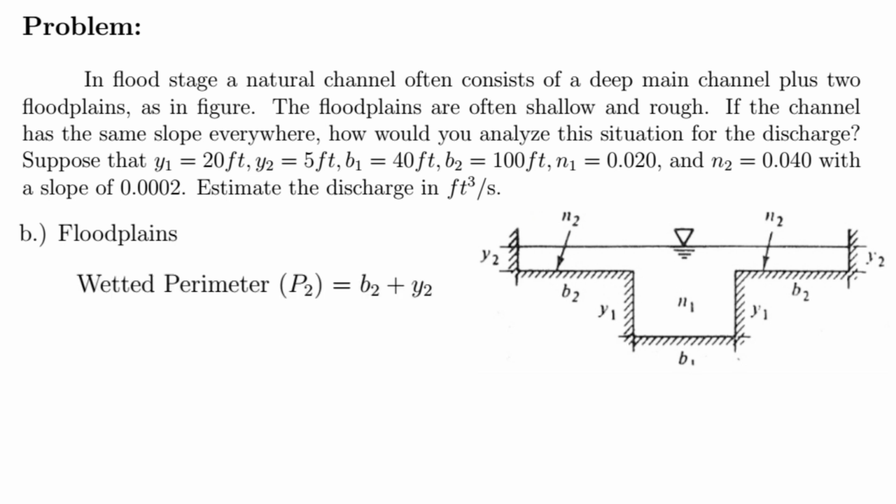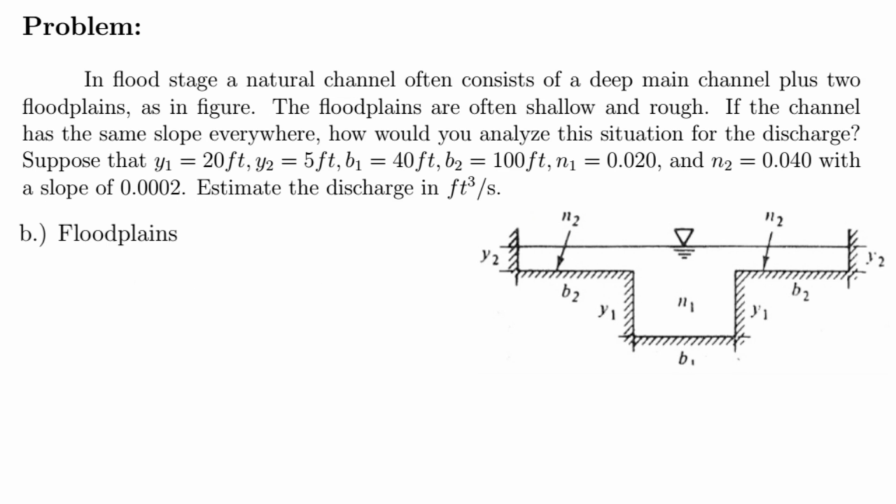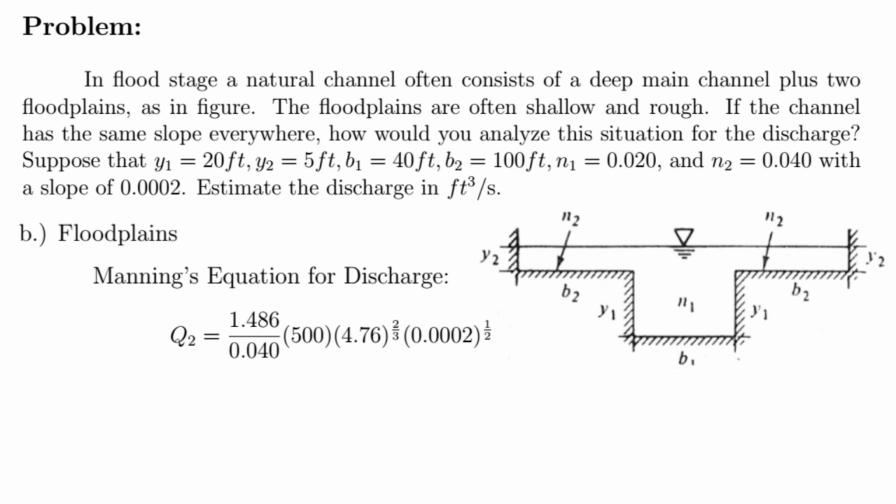Next is the wetted perimeter. Using the formula, we can plug in the data where B sub 2 is 100 feet plus Y sub 2, where Y sub 2 is 5 feet. If we add this, the result is 105 feet. And for the hydraulic radius, it is cross-sectional area over the wetted perimeter, so 500 square feet over 105 feet. The result of the hydraulic radius is 4.76 feet.